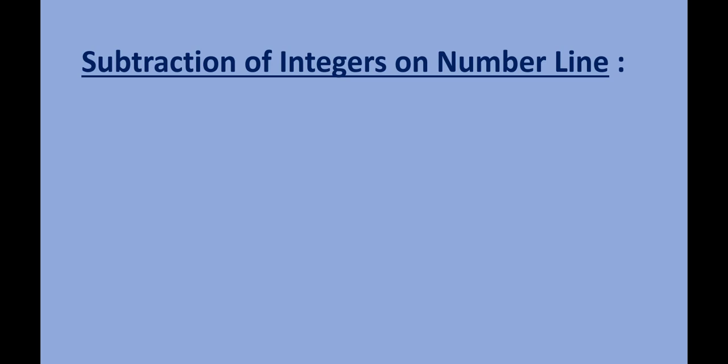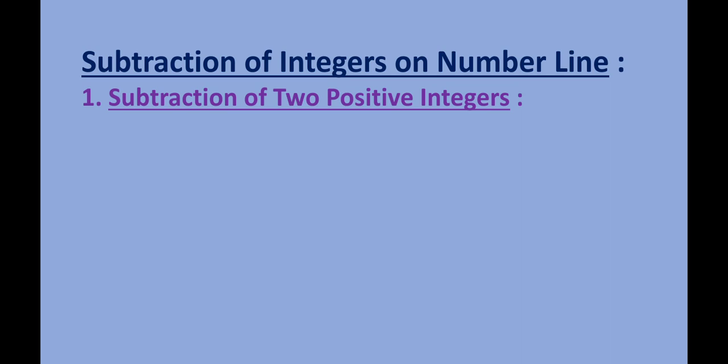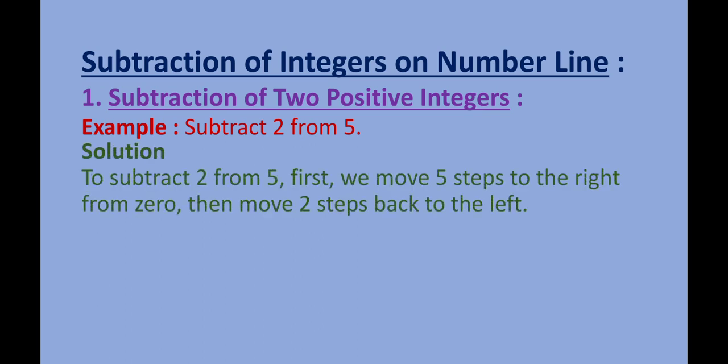There are four types. The first one is subtraction of two positive integers. As we have already discussed all four types for addition, here we will discuss all of them for subtraction. Here is an example. Subtract 2 from 5, that means 5 minus 2. The solution is to subtract 2 from 5.